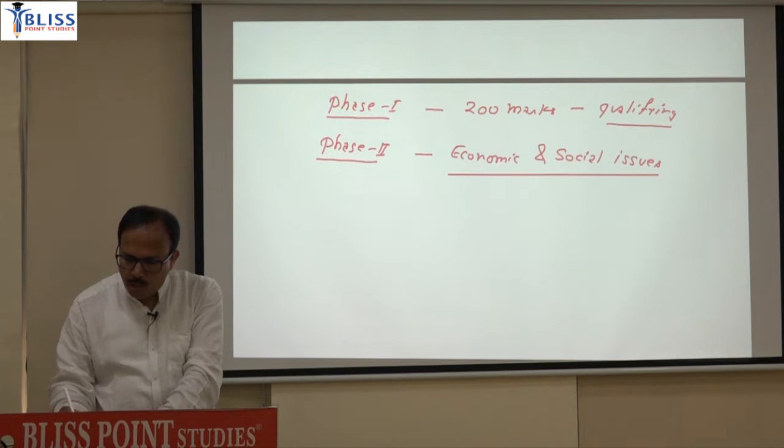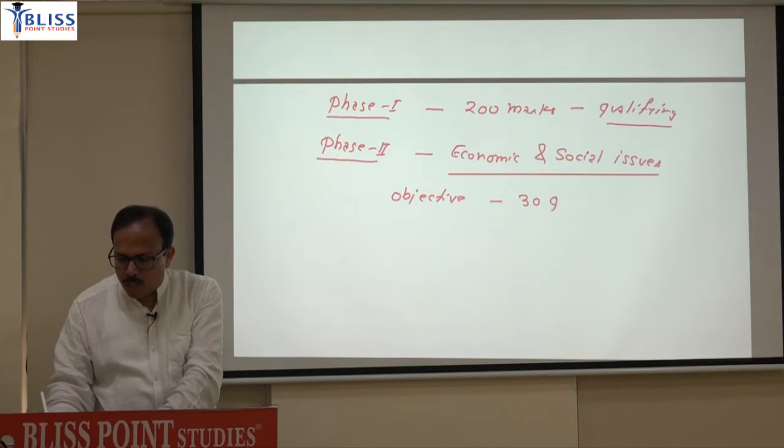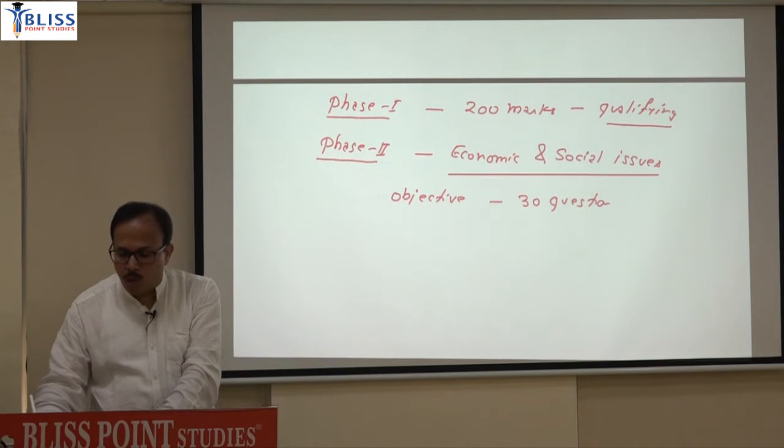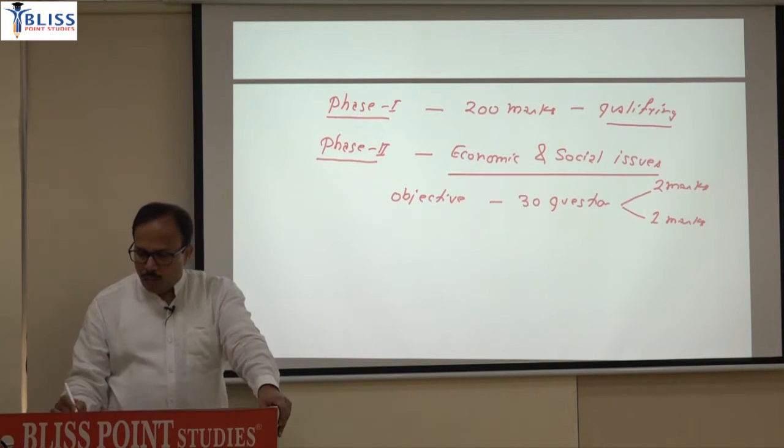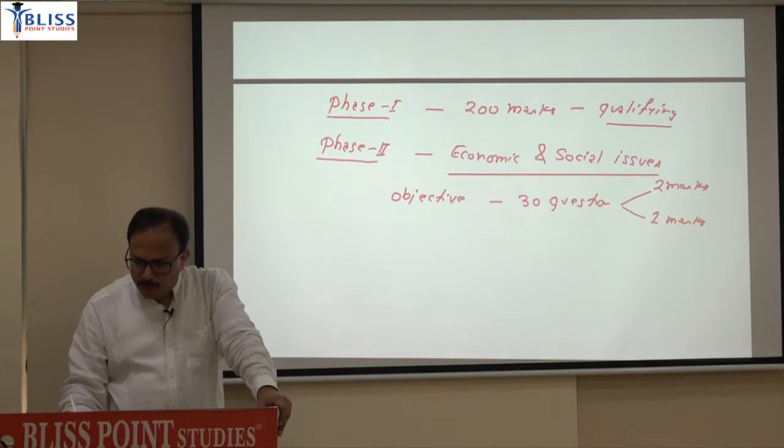Economic and social issues, the objective pattern: 30 questions will be there, but the weightage will be 50 marks. Out of those 30 questions, some questions will carry 2 marks, some will carry 1 mark. ठीक है.